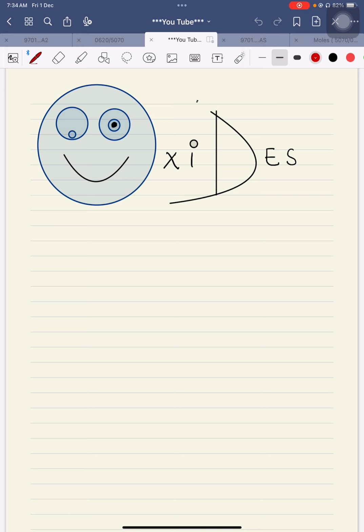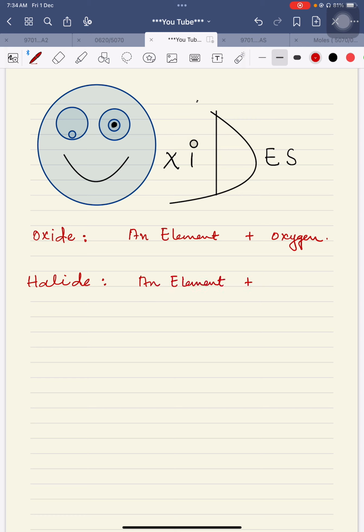Okay, so number one is oxide. What is an oxide? It is an element of the periodic table. Obviously, an element plus oxygen is called an oxide. Then there is another term that is called halide. So it is an element, and along with that element, if there is any halogen, then that is called a halide. All right.